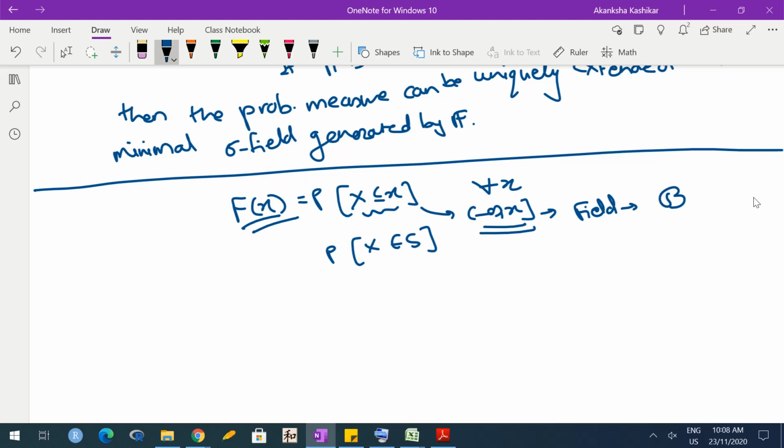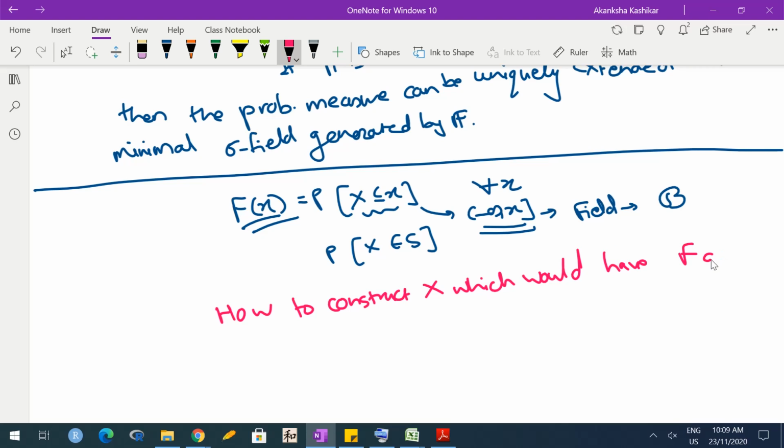The reverse way is homework. Try to think, it's not difficult. If you know that there exists some CDF which satisfies those properties, how do you construct X which would have F as its CDF? That is your homework. I'll stop here.